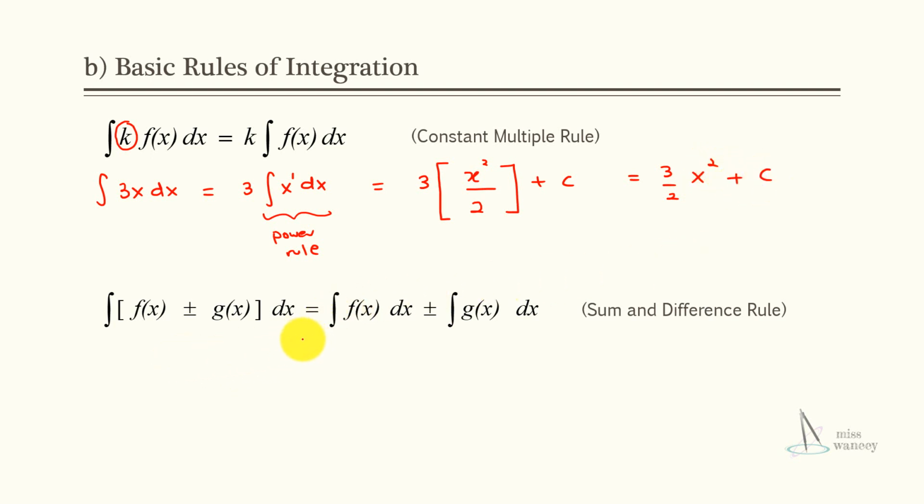Okay, so the next one: if you have a plus or minus inside your integral, you can separate them into two different integrals. For example, if you have to integrate x plus 3 dx, since we have a plus, we can separate them into two. So we can have the integral of x dx plus the integral of 3 dx.